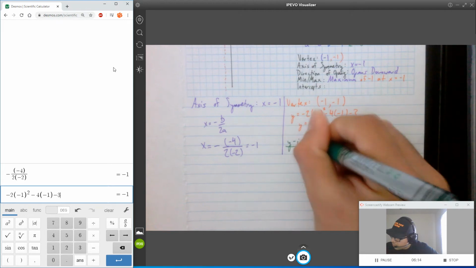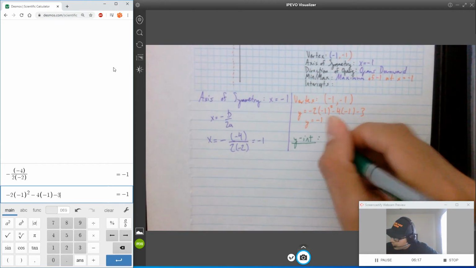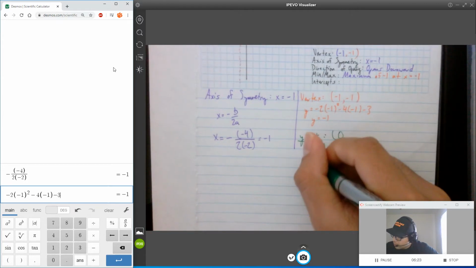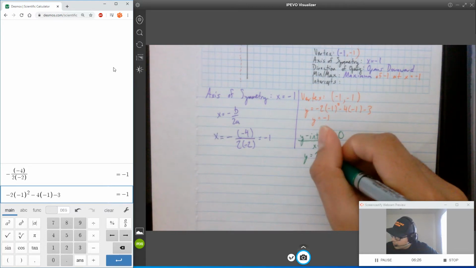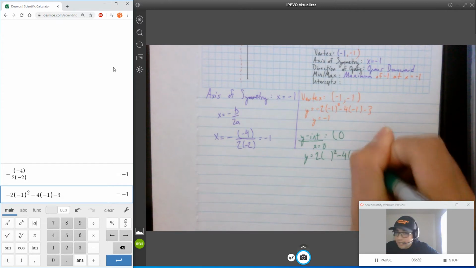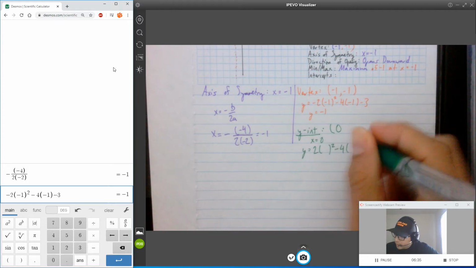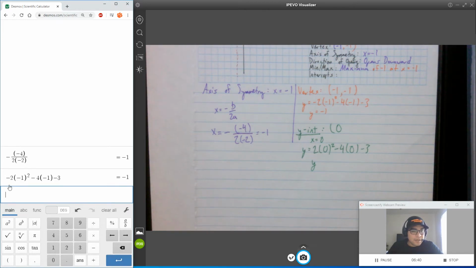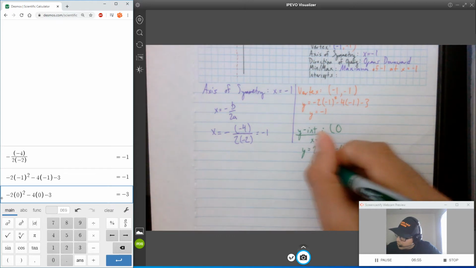Y-intercept. I'm going to abbreviate it. And that's the value of y when x equals 0, right? When x equals 0. So I'm going to take my original equation, 2 times whatever squared minus 4 times whatever minus 3. And then that whatever is going to be this value of x of 0. So 0, 0, okay? And I'm going to go ahead and use this one right here, -2 times 0 squared minus 4 times 0, close that up, minus 3, and we get that it's equal to -3.